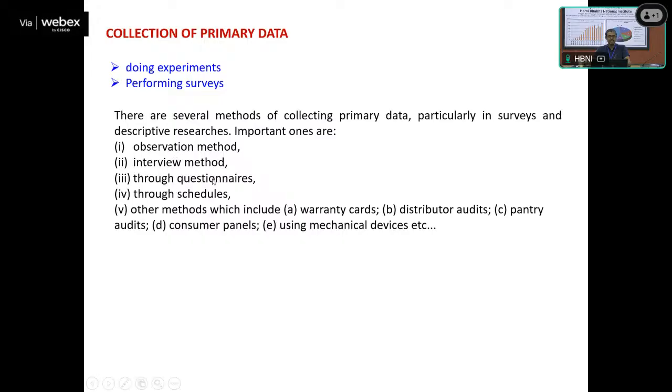Through questionnaires, through a set of questions, you ask the questions to different people, and then you get the data collection. Through schedules, and other methods which include warranty cards, distributor audits, pantry audits, consumer panels, using mechanical devices, and so on. So these are the methods of primary data collection. The primary data collection you can do by performing experiments or performing surveys. So surveys can be done by several methods, by observation method, by interview method, by questionnaires, through schedules, or other methods.